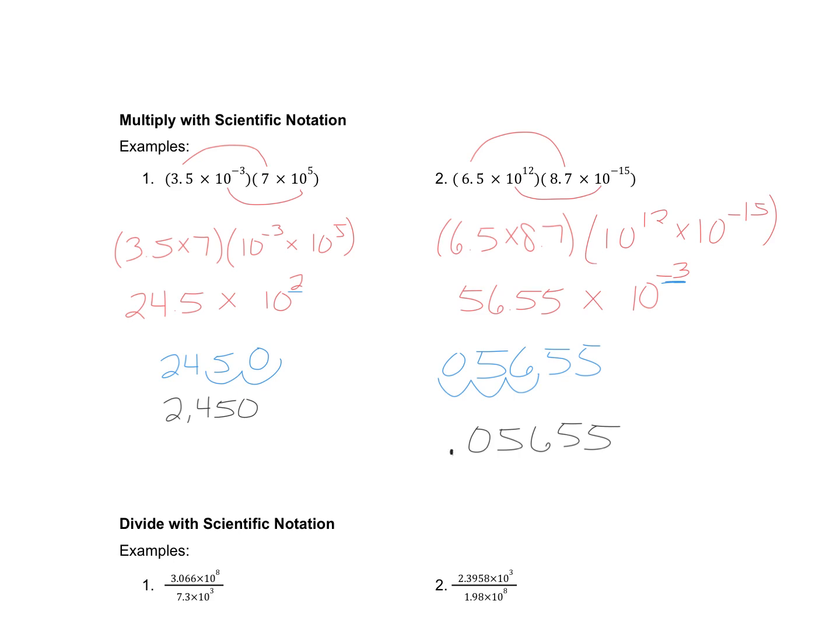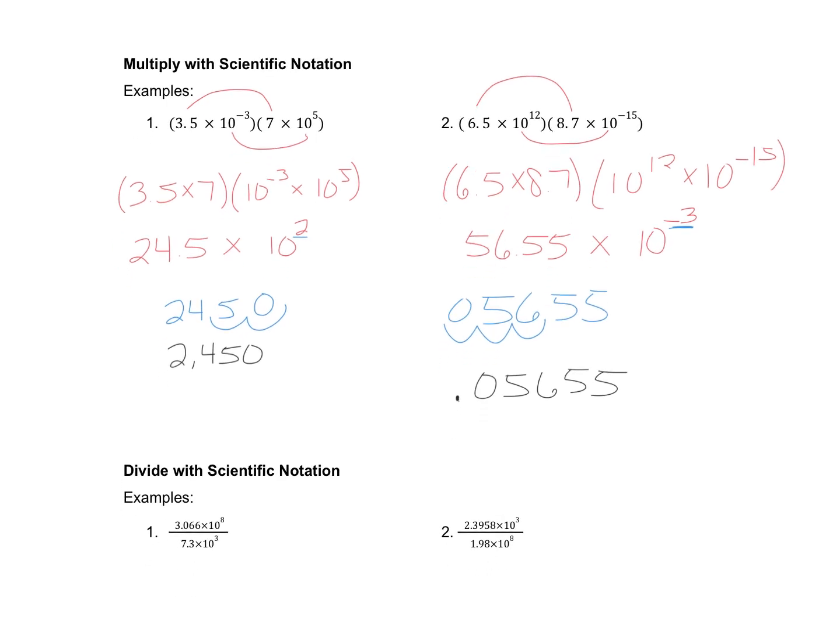Questions on multiplying with scientific notation? Yeah. So on number 2, I rounded up, so I put 56.6. That's okay. Yep, that's okay. Any other questions with multiplying with scientific notation? Okay, let's move on down.